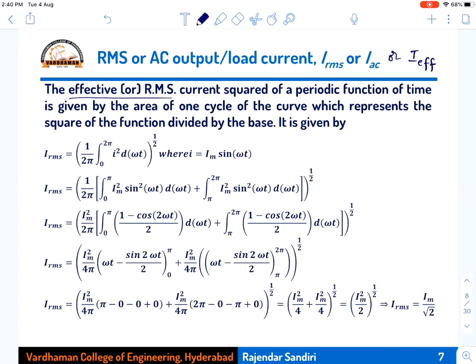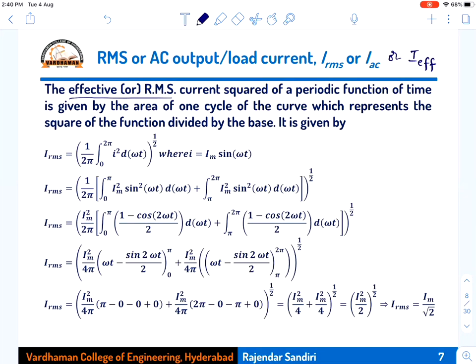So we call that the mean square of a periodic function. The periodic function here is I or V. So the current function or periodic function can be current or voltage. So current squared, or even voltage squared also. Voltage squared will give the RMS voltage, and current squared will give the RMS current.